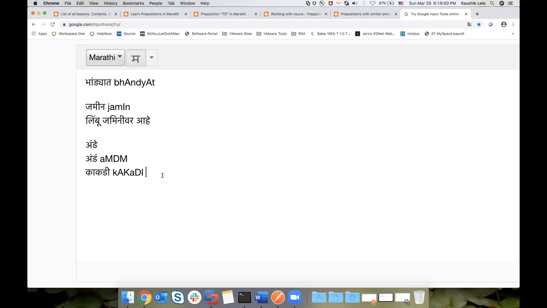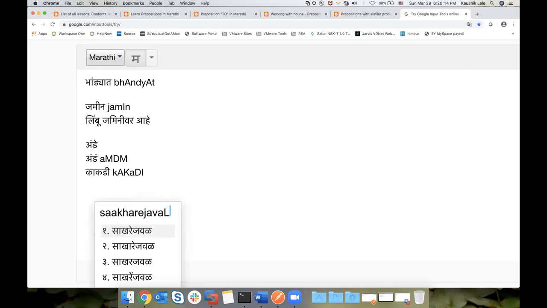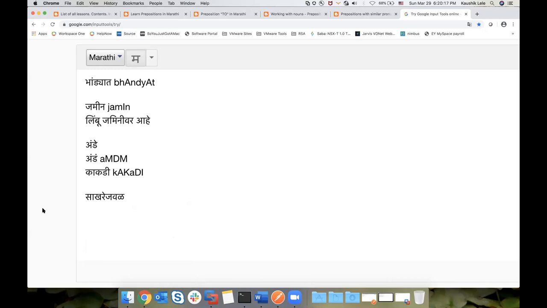Next one. The rice is near the sugar. Tandul sakari javal ahe. Sakari javal ahe. Sakar is sugar, so sakare javal is near sugar. So it's sakare.